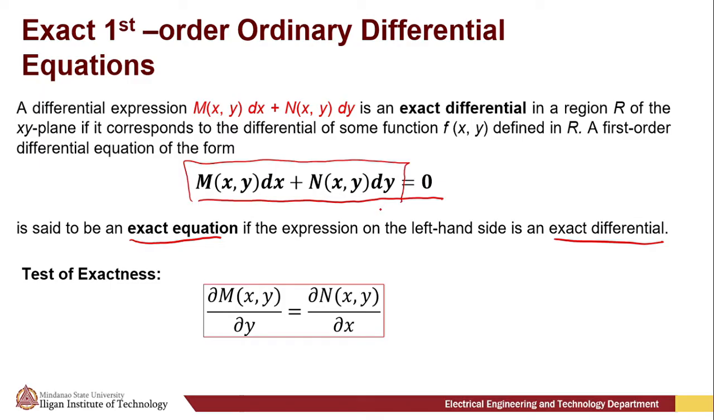So how are we going to identify if this one is an exact differential? We can use the test of exactness. In the test of exactness, we get the partial derivative of M(x,y) with respect to y and the partial derivative of N(x,y) with respect to x. Then if both expressions are equal, we have an exact differential. So this is the method of identifying if the given differential equation is exact or not.